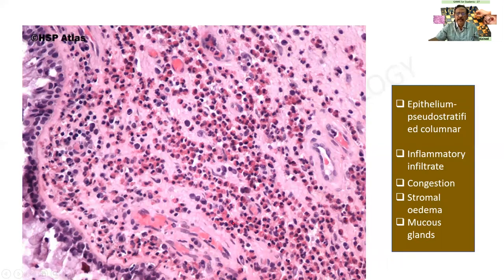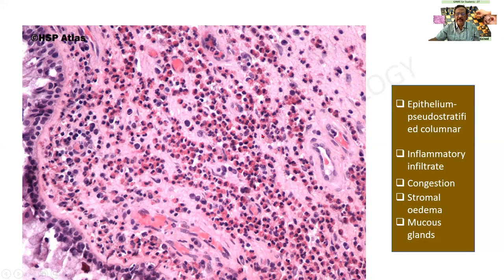So this is a beautiful microphotograph and this is the source of it. On one side, I am finding a pseudostratified columnar epithelium. Why am I saying pseudostratified? Because I am finding multiple nuclei in the same vertical row. So one is standing on the top of the other. It gives an illusion. That is why it is called pseudostratified.